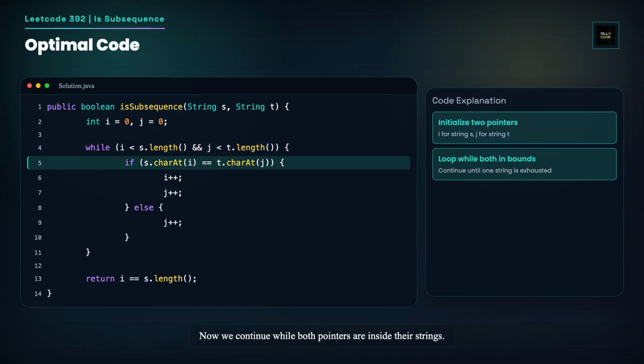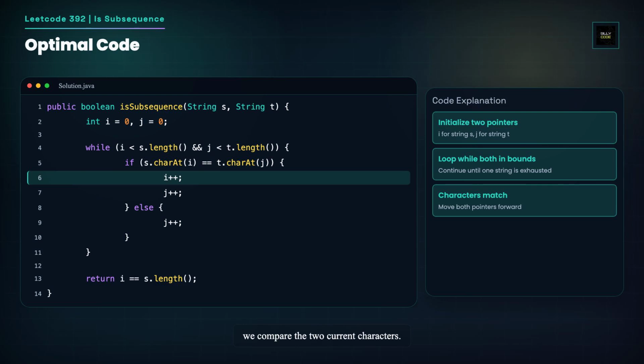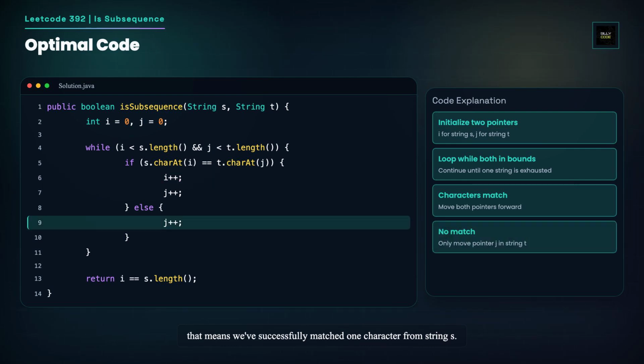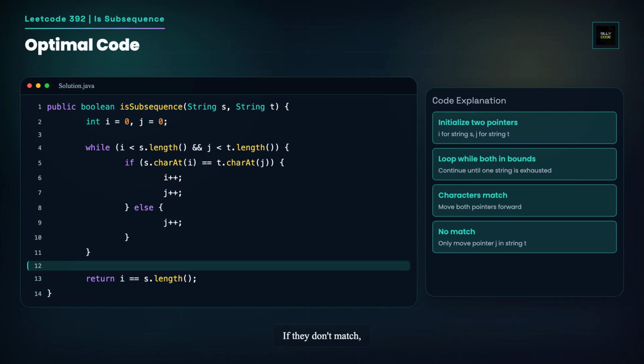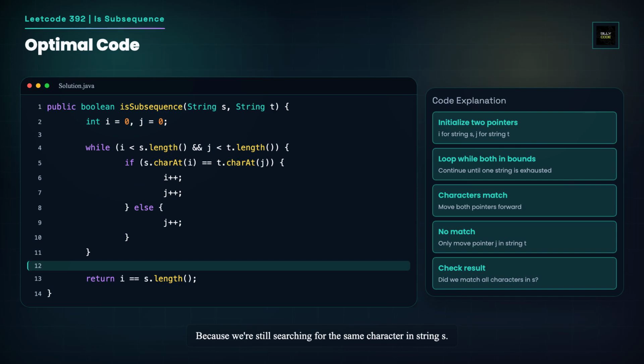Now we continue while both pointers are inside their strings. At every step, we compare the two current characters. If they match, that means we've successfully matched one character from string S. So we move both pointers forward. If they don't match, we only move pointer J, because we're still searching for the same character in string S.